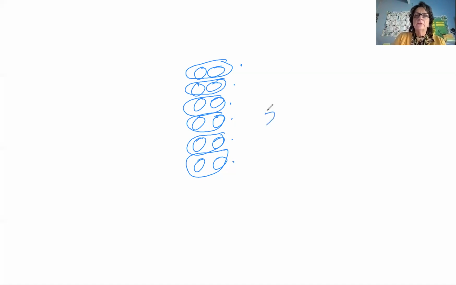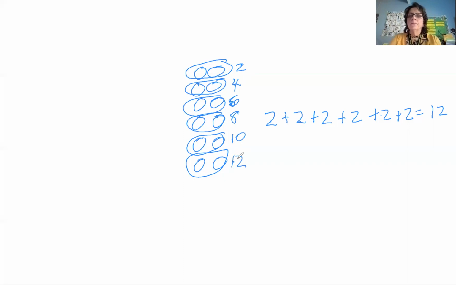Okay, and since there's 6 groups, I think we want to make sure we have 6 2s. And then I can just skip count 2, 4, 6, 8, 10, 12. So 6 2s equals 12. I can skip count my array. Good habit to always get into doing this. 2, 4, 6, 8, 10, 12. And then last but not least, go ahead and write your multiplication equation for that array.